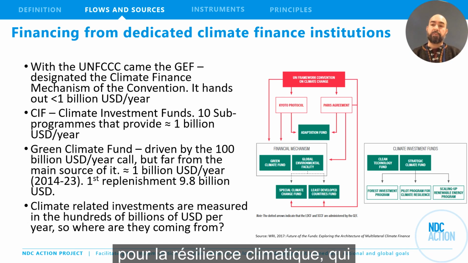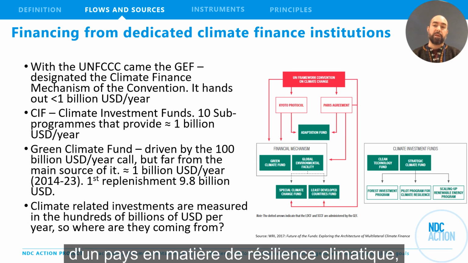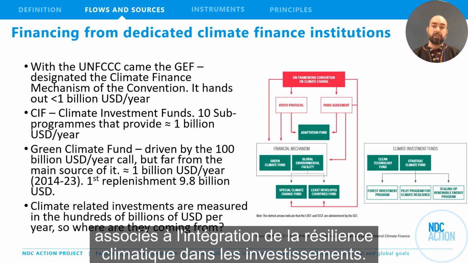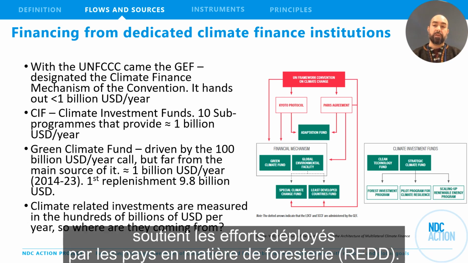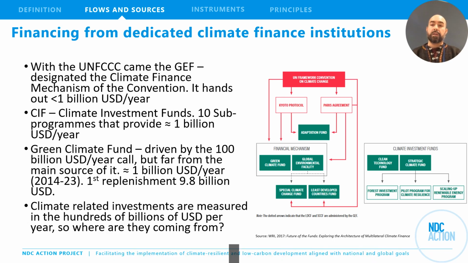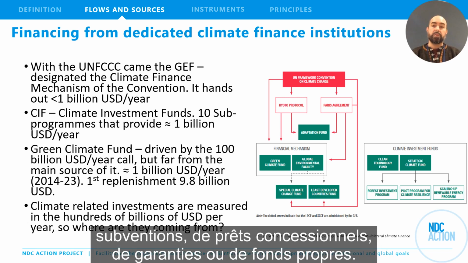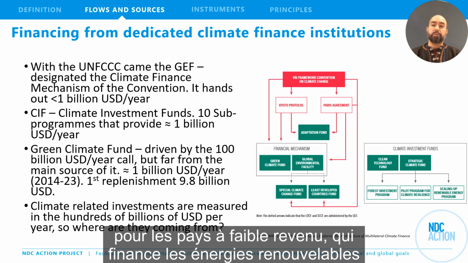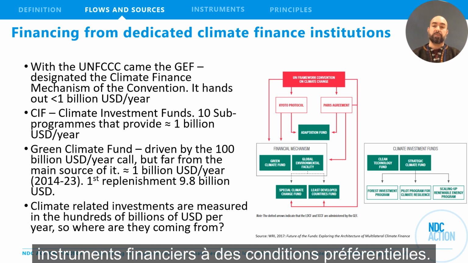You have the Pilot Program for Climate Resilience, which provides grant finance up to 1.5 million US dollars to prepare a country's strategic program for climate resilience, and also grants and loans to cover costs associated with mainstreaming climate resilience into investments. You have the Forest Investment Program, which supports countries' REDD efforts, so looking at forestry, actions that promote sustainable forest management, and they usually do this through grants, concessional loans, guarantees, or equity. And we'll come back to these instruments later on. And then you have the Scaling Up Renewable Energy Program for low-income countries, which finances renewable energy initiatives through grants and other concessional financial instruments.